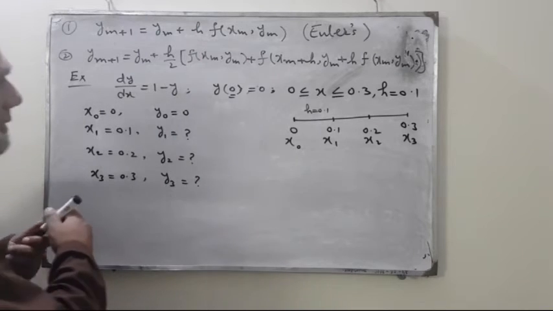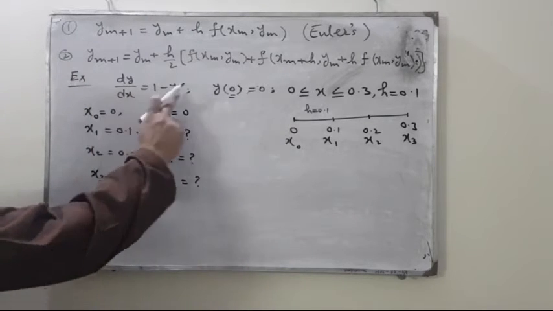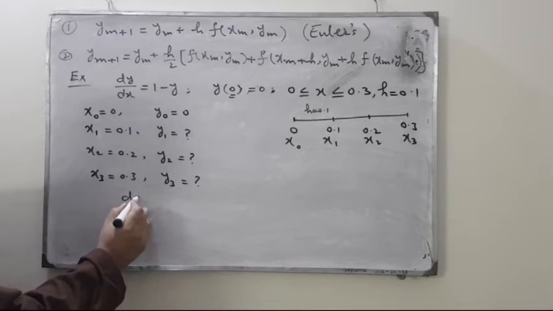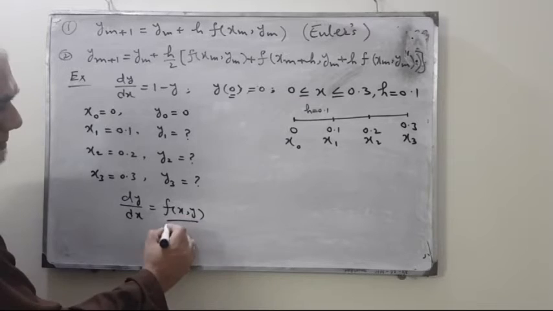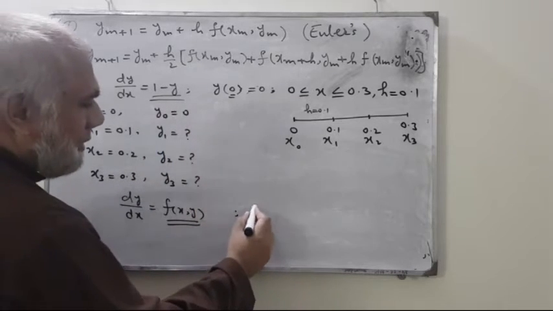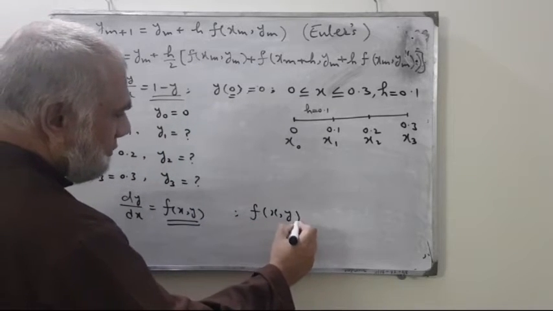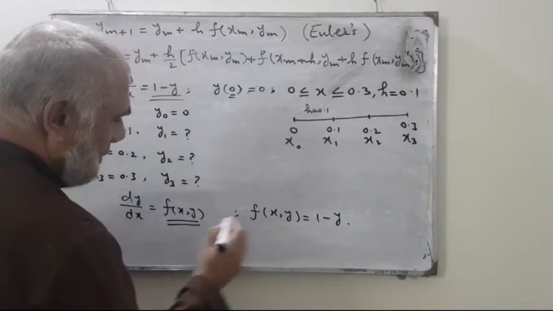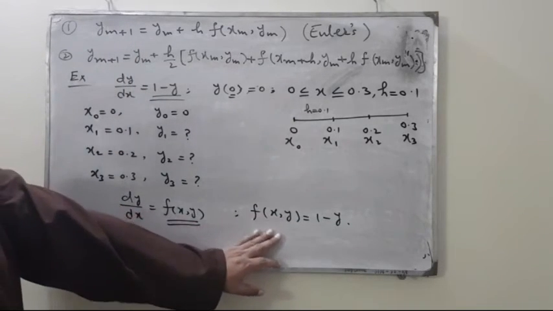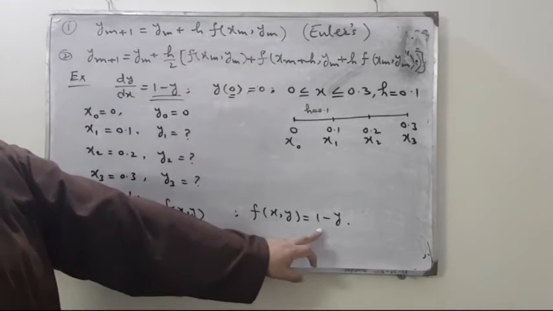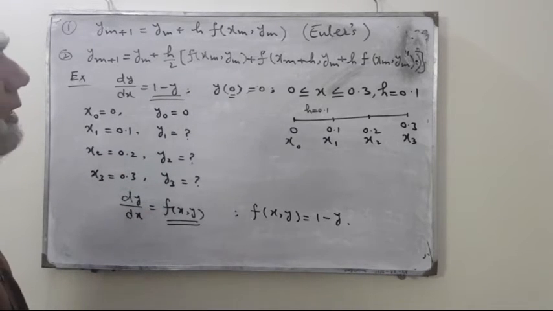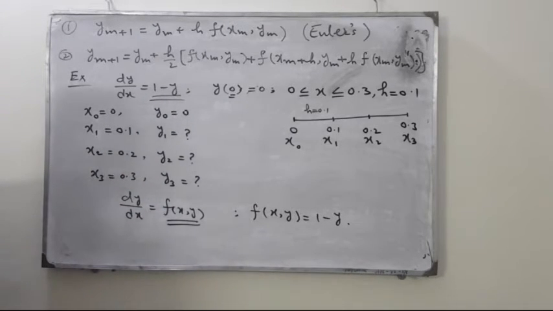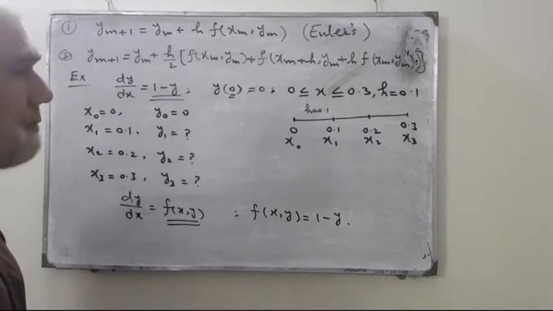One more thing, let me write it here for you. From the differential equation, if you compare it with the standard differential equation, dy over dx equals f(x,y), then on making the comparison, it is not difficult to say f(x,y) is equal to 1 minus y. Okay, so I'll be using f(x,y) over here in the form of 1 minus y. So after giving the whole description of the question, now I'm going to erase it from here and start the solving process.